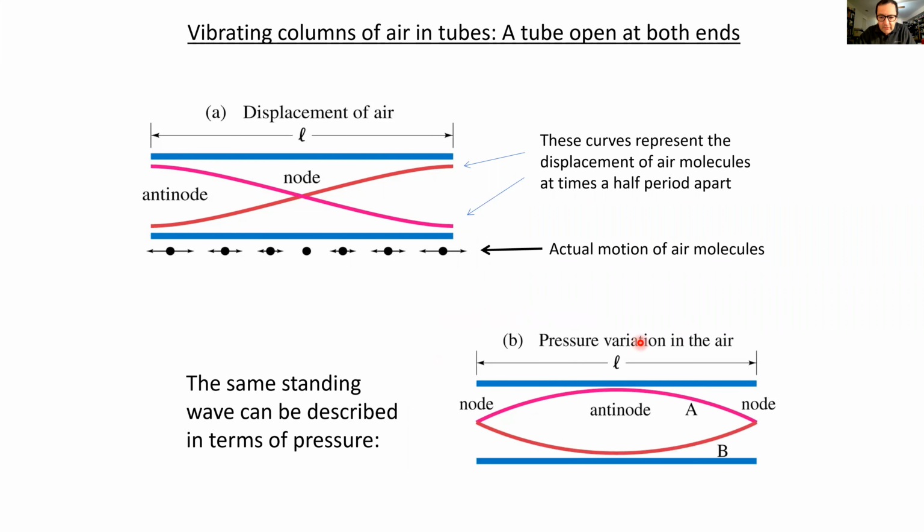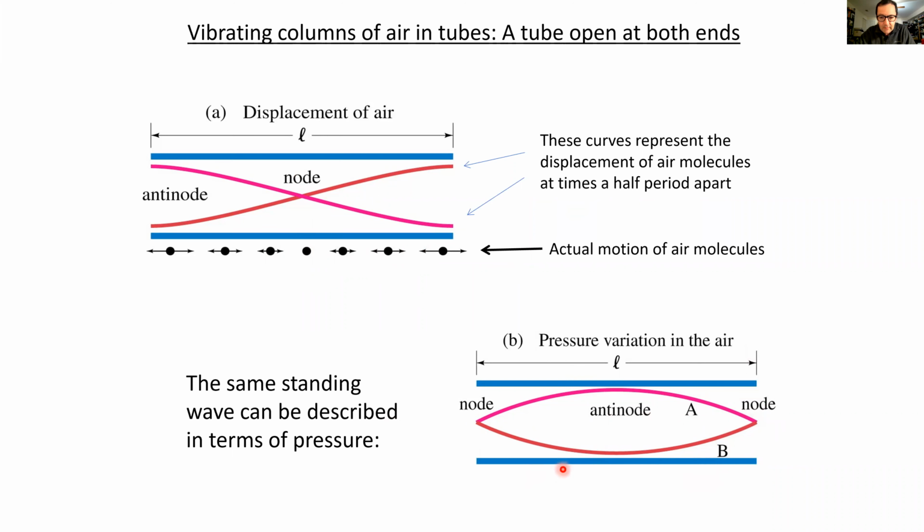The book shows you pictures that also look like this. So in this case, what's depicted by the lines is pressure variation. The same standing wave as shown here can be described in terms of pressure. So in this case, you have high pressure in the middle, switching to low pressure, to high pressure, to low pressure. You can imagine that as these molecules on the side move towards the middle, you're increasing the pressure there. And then as they move away from the middle, you decrease the pressure there. And at the ends of the pipe, the pressure has to be fixed because it's open to the atmosphere.